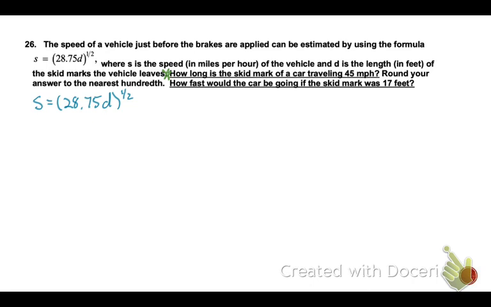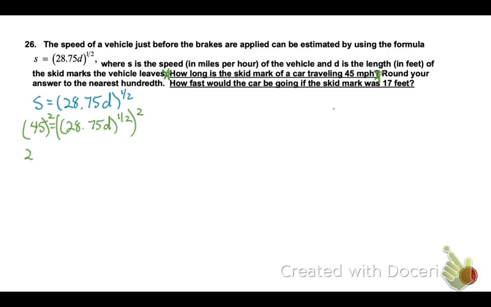Now in green, I'm going to answer the first question, how long is the skid mark? So I'm going to be solving for D, and I'm going to plug in 45 for S. So do that with me. So we'll get 45 equals 28.75 times D raised to the 1/2 power. The first thing we need to do is we need to get rid of that power.